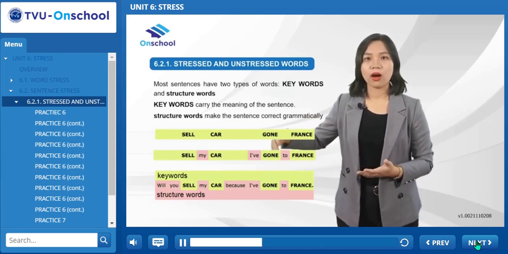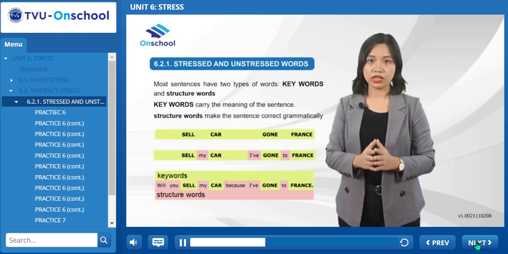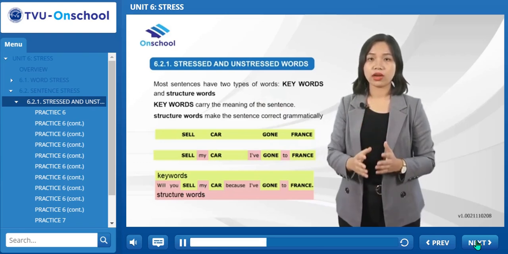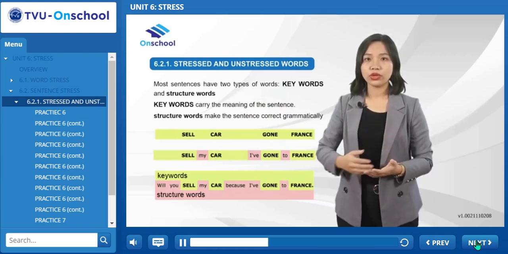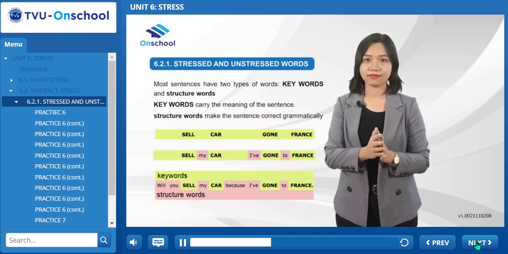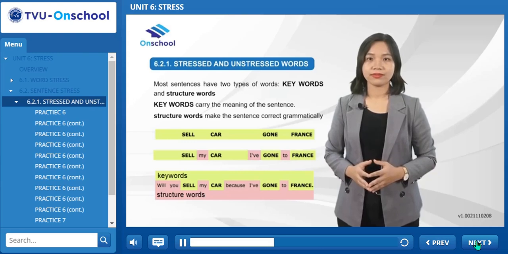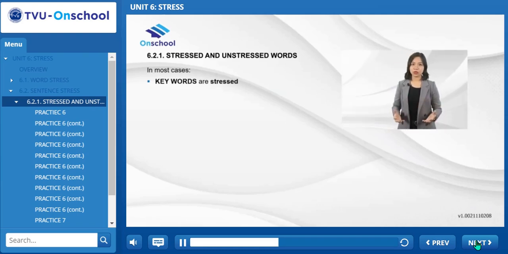Will you sell my car because I've gone to France? You see, only those 4 words are clear. Will you sell my car because I've gone to France? Try saying it yourself. So as I said, the keywords are usually stressed, and structure words are usually read through very quickly.